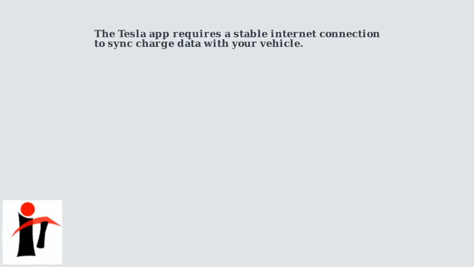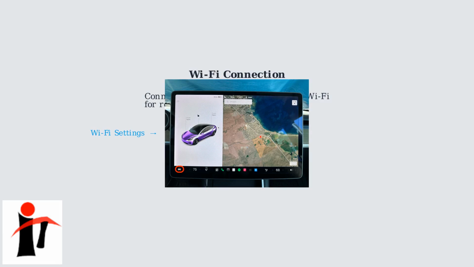The Tesla app requires a stable internet connection to sync charge data with your vehicle. Without it, the app cannot update in real time. Your Tesla can connect to Wi-Fi networks such as your home network or public hotspots. This provides a stable connection for data synchronization. Alternatively, Tesla vehicles come equipped with cellular connectivity using LTE or 5G networks. This allows the car to stay connected even when Wi-Fi is unavailable.